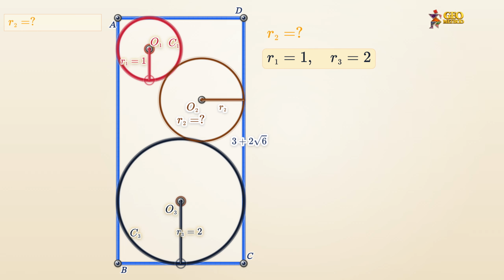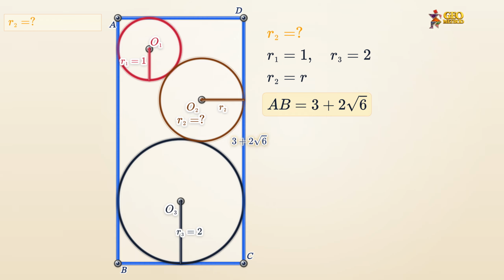First, anchor the givens. The top small circle has radius 1, the bottom large circle has radius 2. These two numbers will be used again and again, so keep them visible. Now, name the unknown. The middle circle is the target circle, and its radius is R2. We will solve for this one radius. Next, read the rectangle size carefully. In this tall picture, the long vertical side is the given length, 3 plus 2√6.